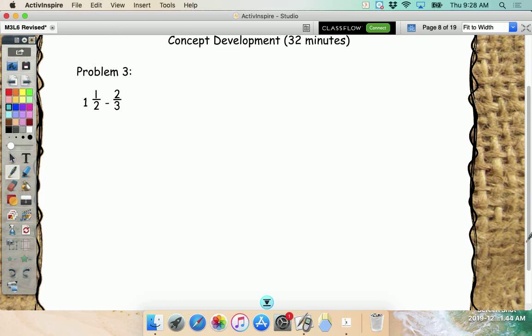Yeah. Okay. So problem 3, if I use the strategy 1 times 2, what is it? 2. Plus 1 more. 3. And did my denominator change? No. So 3/2 minus 2/3.